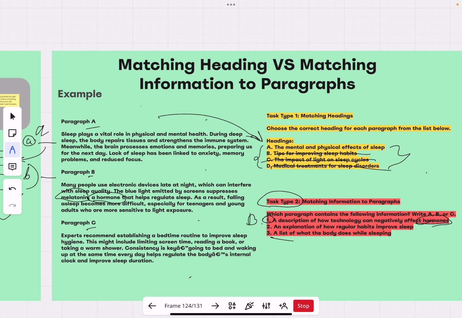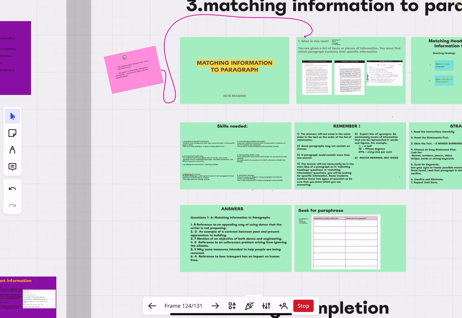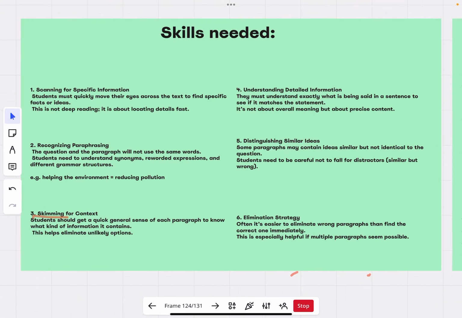So you need to find the specific information from one of the texts. But from the first one, in matching headings, you need to just name the whole given text for each one. I hope you understand. Let me quickly go through the skills that you need for IELTS reading matching information to paragraph. First of all, scanning for specific information. As I said before, it's important to find the specific information, like about hormones.